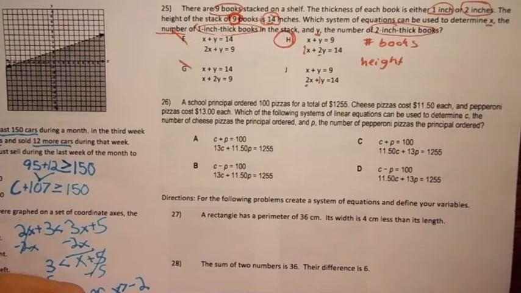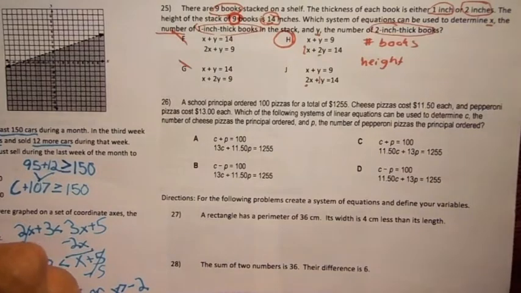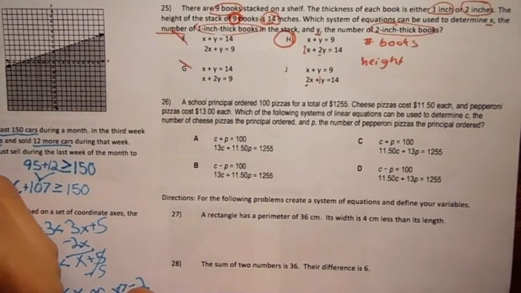So for number 26, a school principal ordered 100 pizzas for a total of $1,255. Cheese pizzas cost $11.50 each. Pepperoni pizzas cost $13 each. Which of the following systems of equations can be used to determine C, the number of cheese pizzas the principal ordered, and P, the number of pepperoni pizzas the principal ordered?